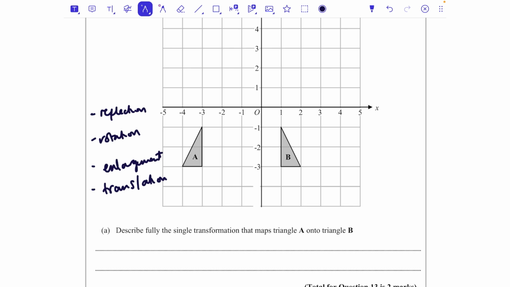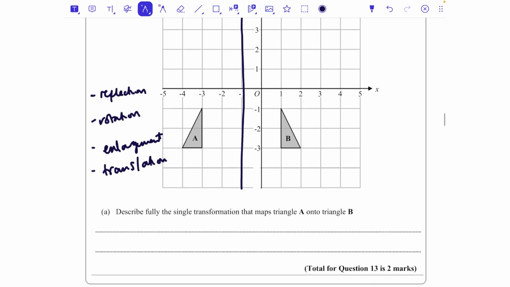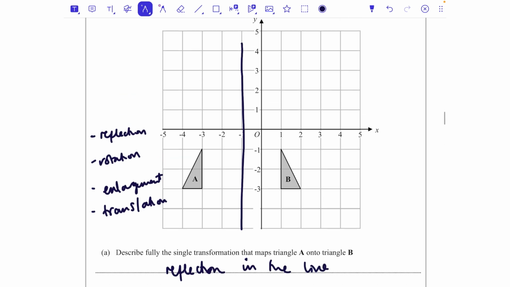Hopefully you can see that this is a reflection. If I draw a line here, this would be my mirror line. And we're 2 squares away on the left, so it'd be 2 squares away on the right. So we need to say that it is a reflection in the line, now we need to say what this line is called.